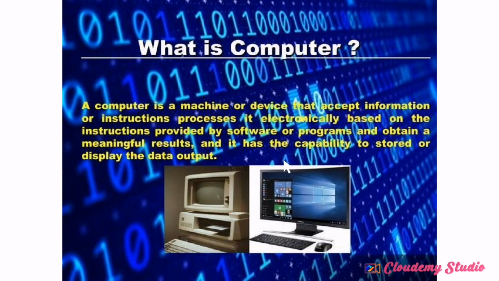And it has the capability to store or display the data output. Okay, so in short, a computer is an electronic device that processes electronically based on the instructions provided by software or programs. So in short, the computer is a machine or a device that operates according to the instructions.